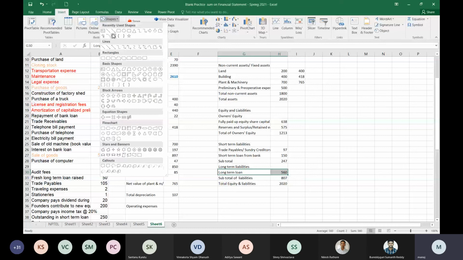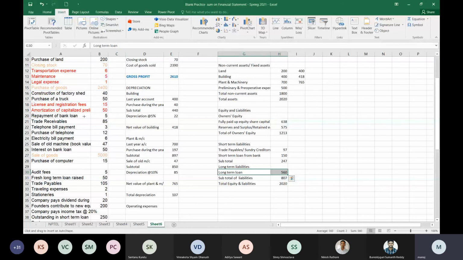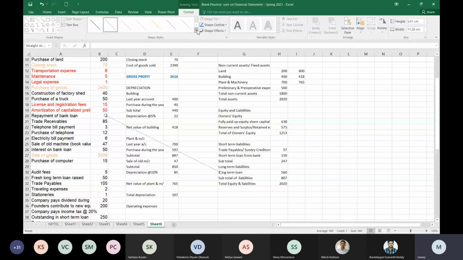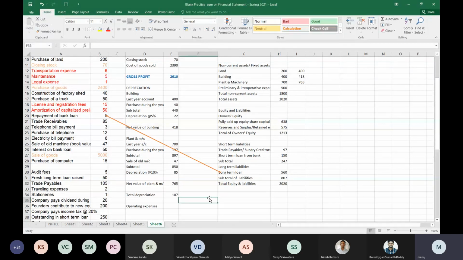Let me put an arrow here so that we don't make a mistake. Repayment of bank loan is always with the long-term loan. Okay, don't make a mistake. Just remember that it's not related to short-term loan, it's not related to anything else, it is related to long-term loan. So if the long-term loan is this and you are repaying something, whatever, 5, it should just be deducted. This 5 should be deducted from here, that should come here unless you raised a new loan. If you have raised a new loan, that is to be added. That we will see moving forward, and then we'll take care.